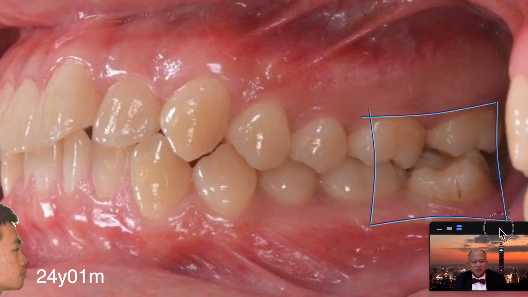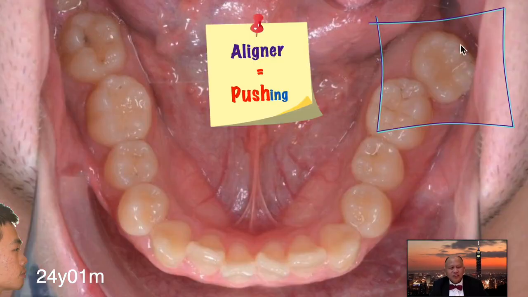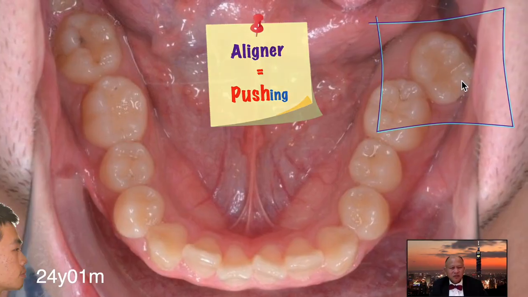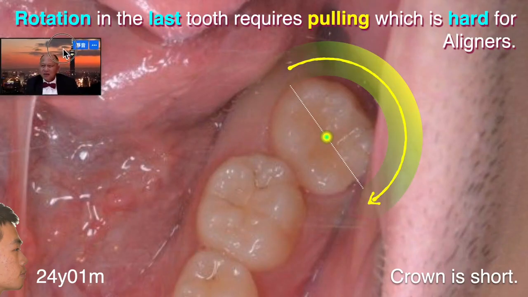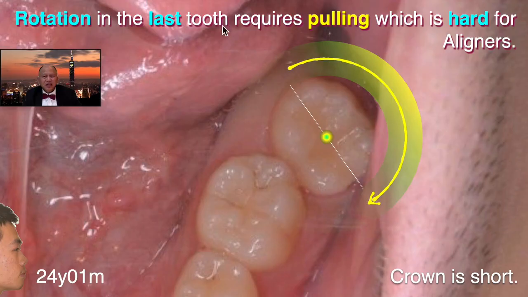Let me give you one example. How would you fix this? About a 50-degree rotation of the second molar. And besides, right here, good, rotation of the last tooth requires pulling mechanic, which is hard for an aligner. On top of that, the crown is very, very short. Can you see? The gingiva is right here, so the crown is very short. If the crown is very short, the aligner has difficulty grabbing it.